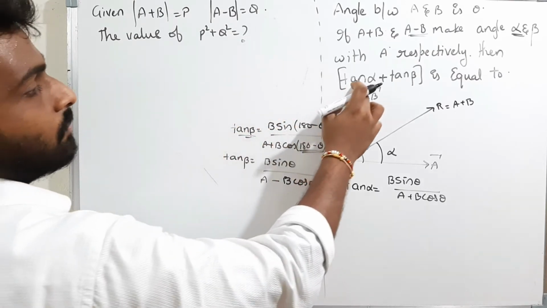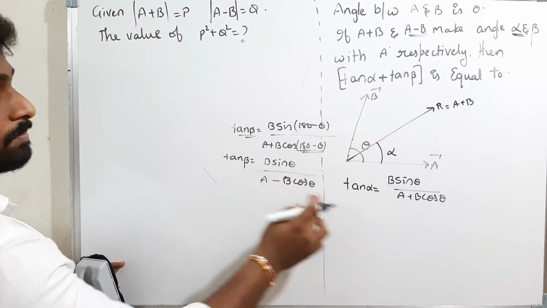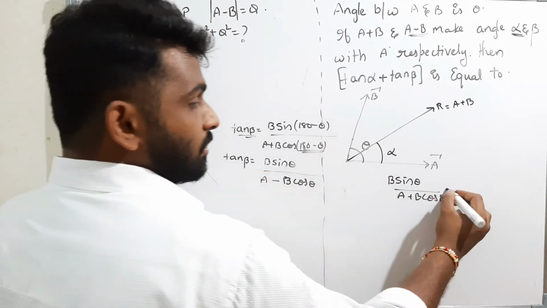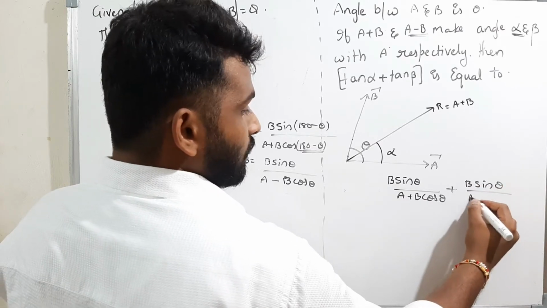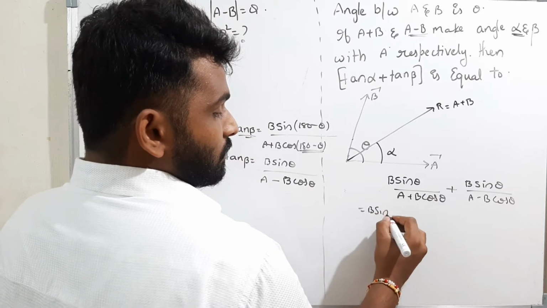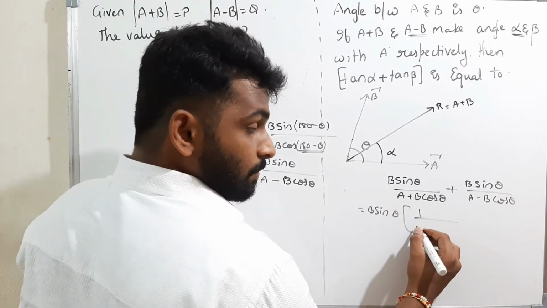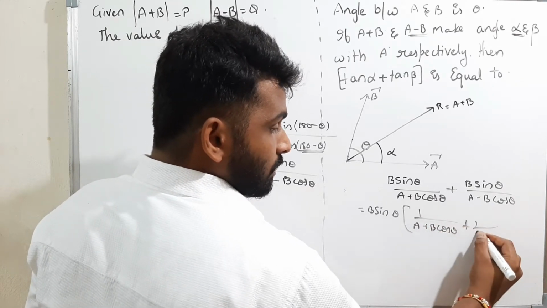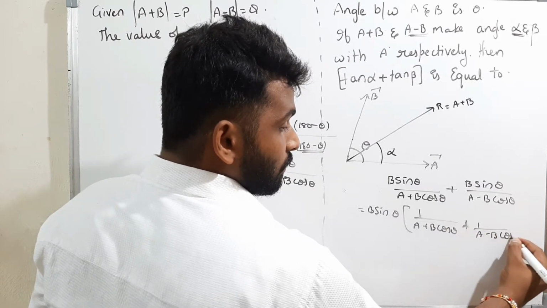So you have to find tan alpha plus tan beta. What will you get? Tan alpha is this much and tan beta is this one, so add them. What will you get? B sin theta by A plus B cos theta plus B sin theta by A minus B cos theta. Now I am taking B sin theta common. If I take B sin theta, what will you get? 1 by A plus B cos theta plus 1 by A minus B cos theta.